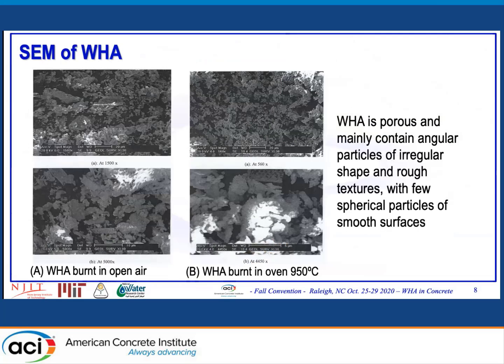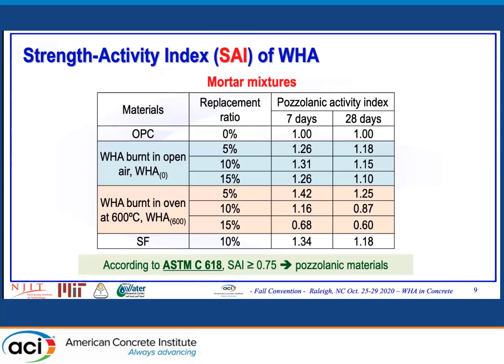So I did the SEM on this ash at different temperatures, and I found that similar to the fly ash, it's angular particles, which are porous and have rough textures, and few of these particles are smooth, but the majority of the particles have a rough surface.